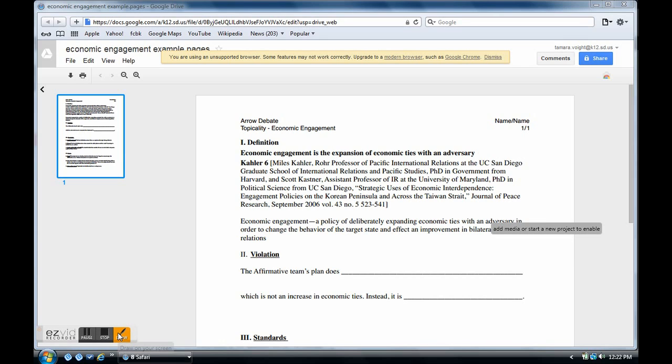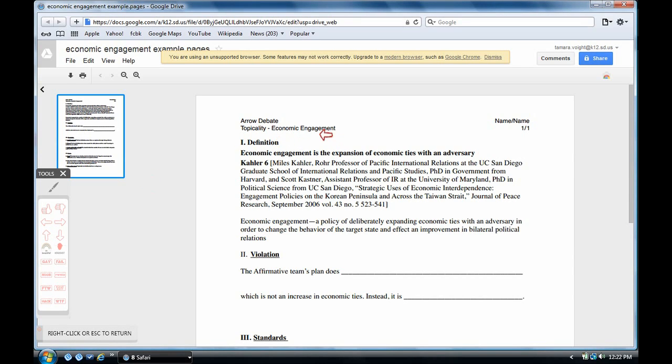The first thing you'll need out is your economic engagement topicality example. There are a few parts of topicality. The first part is the definition. The second is the violation. The violation explains how the affirmative team does not meet the definition.